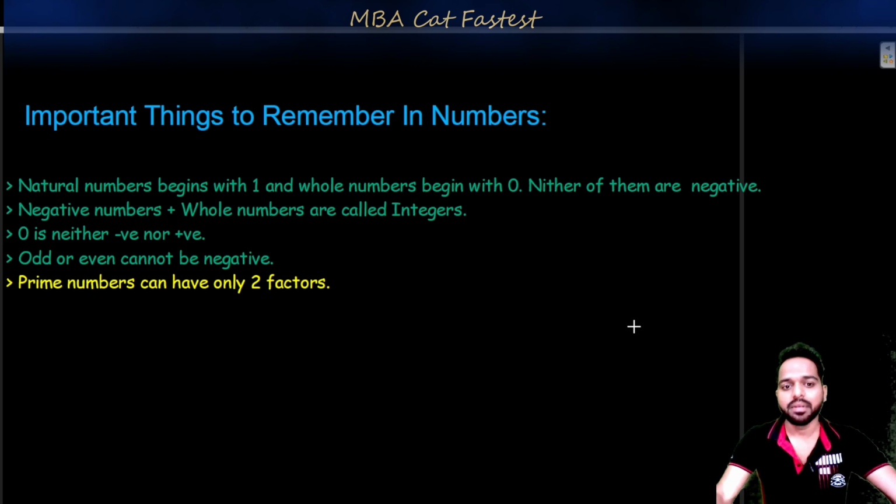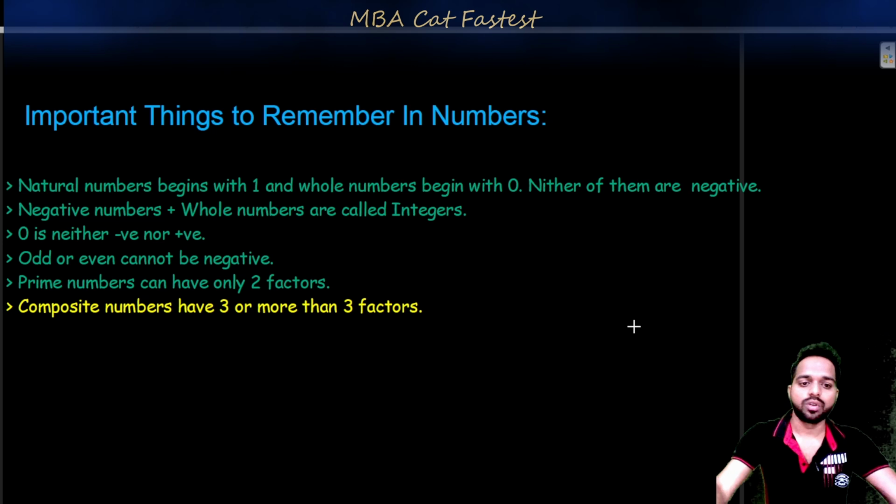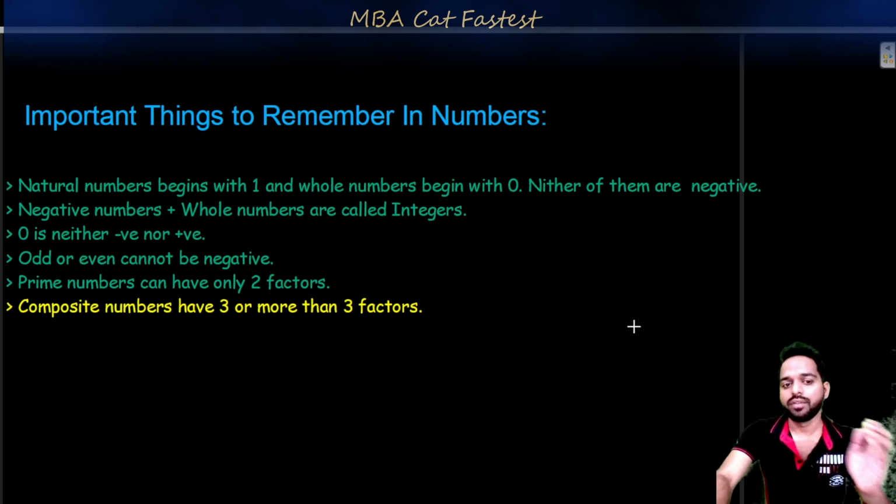Now, prime numbers can have only two factors, the one and the number itself. So the prime numbers are 2, 3, 5, 7. They all have two factors. Now, composite numbers have three or more than three factors. The first composite number you would have already guessed. After 1, 2, 3, 4. 4 is the first composite number.